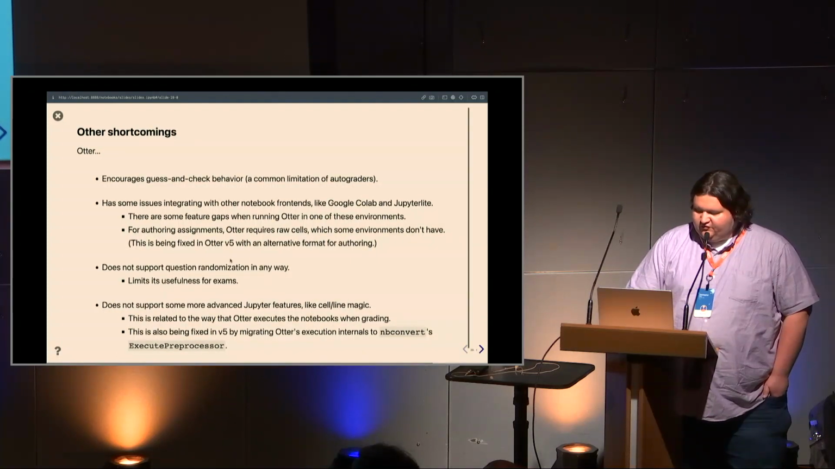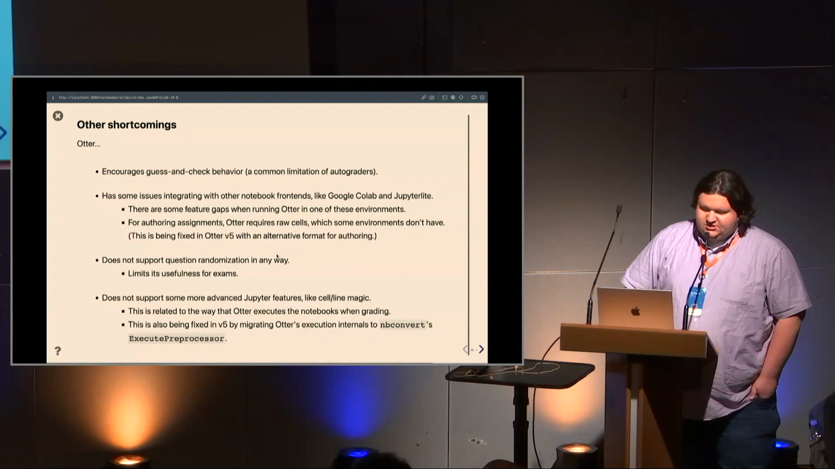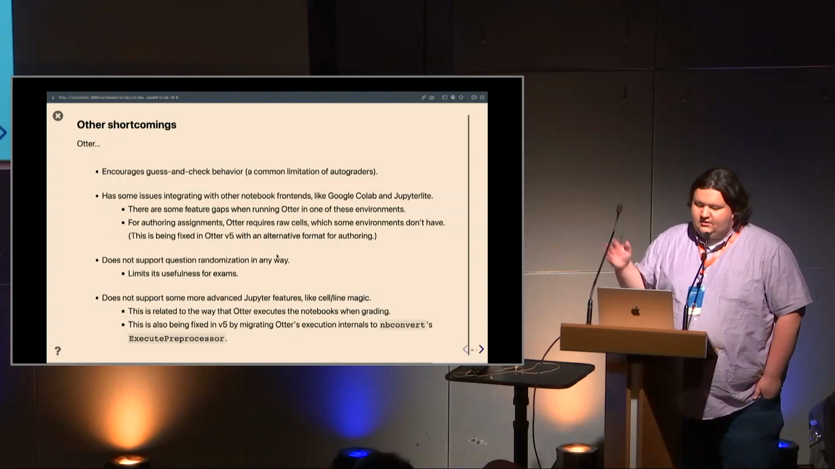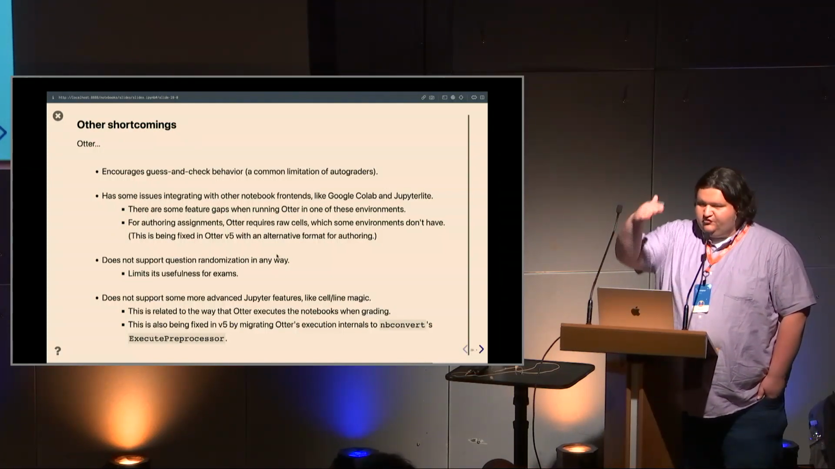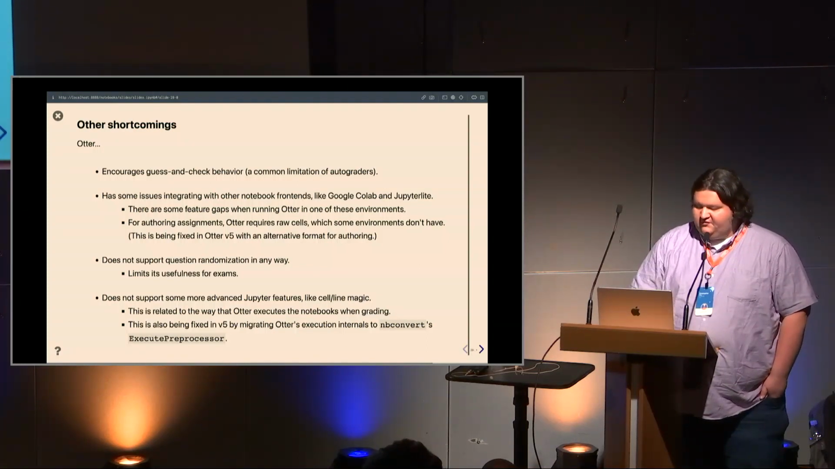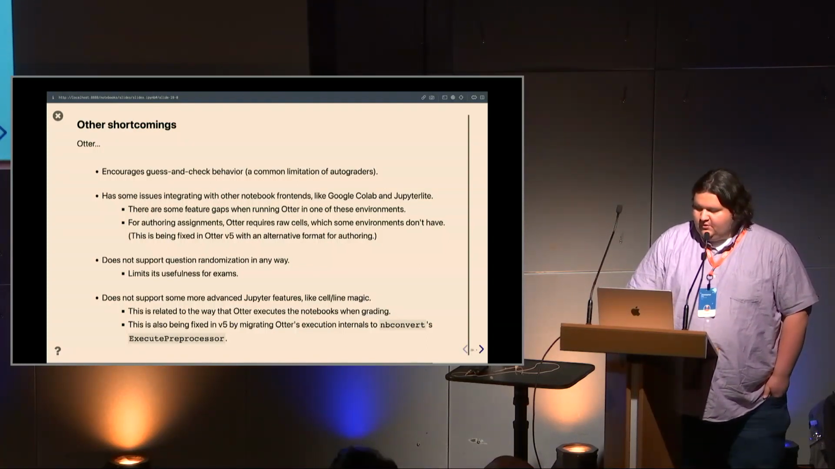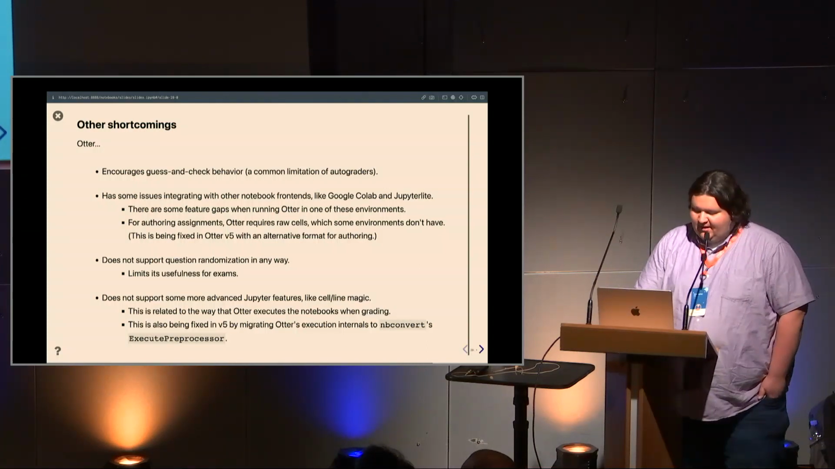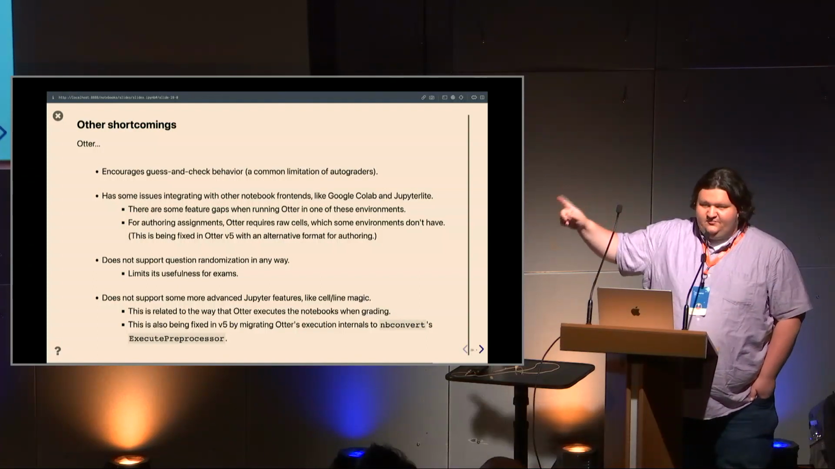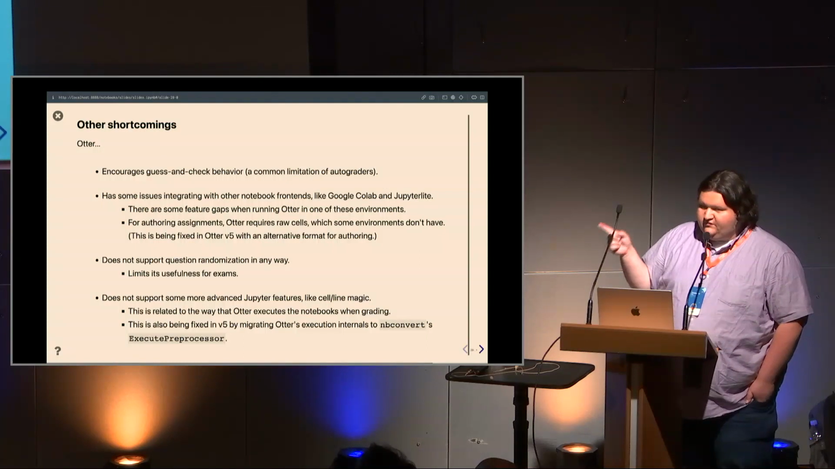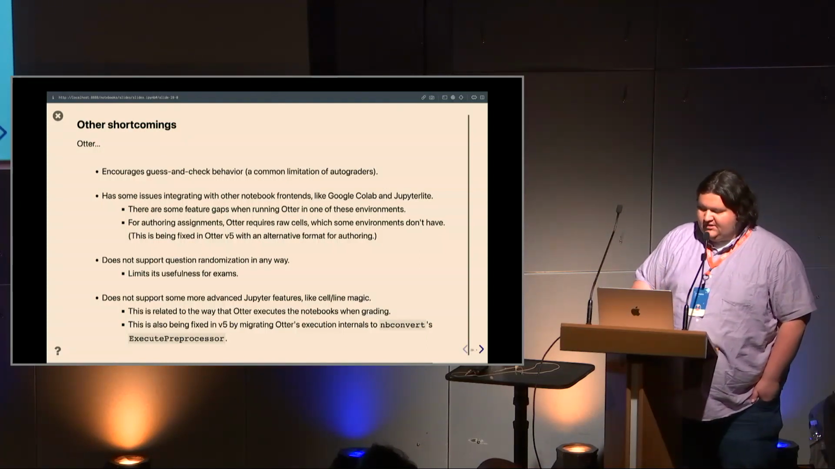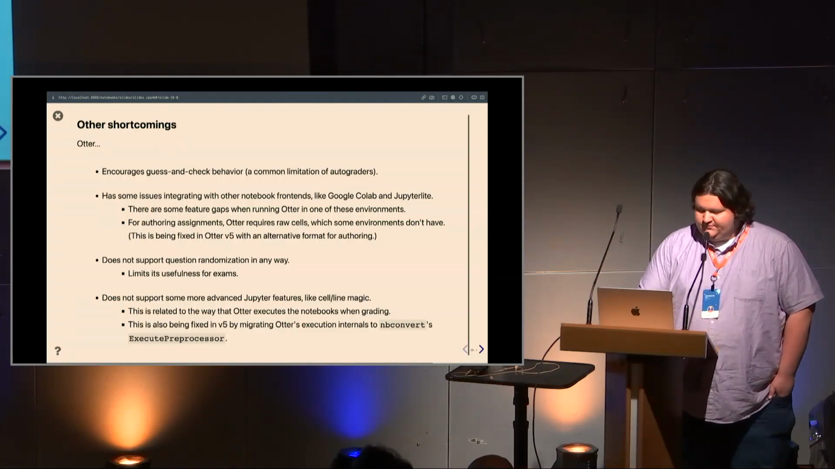It is on our to-do list. We don't support question randomization, so you can't, for example, write unique exams for each student using Otter Assign. You're going to get one notebook out, and it's going to be the same for every student. And there are some more advanced Jupyter features like cell and line magic that are currently unsupported, but I'm happy to say that is being fixed in version 5, which I hope will be released this summer. We will be supporting these kinds of more advanced features as we're migrating to executing notebooks using nbconvert's execute preprocessor.